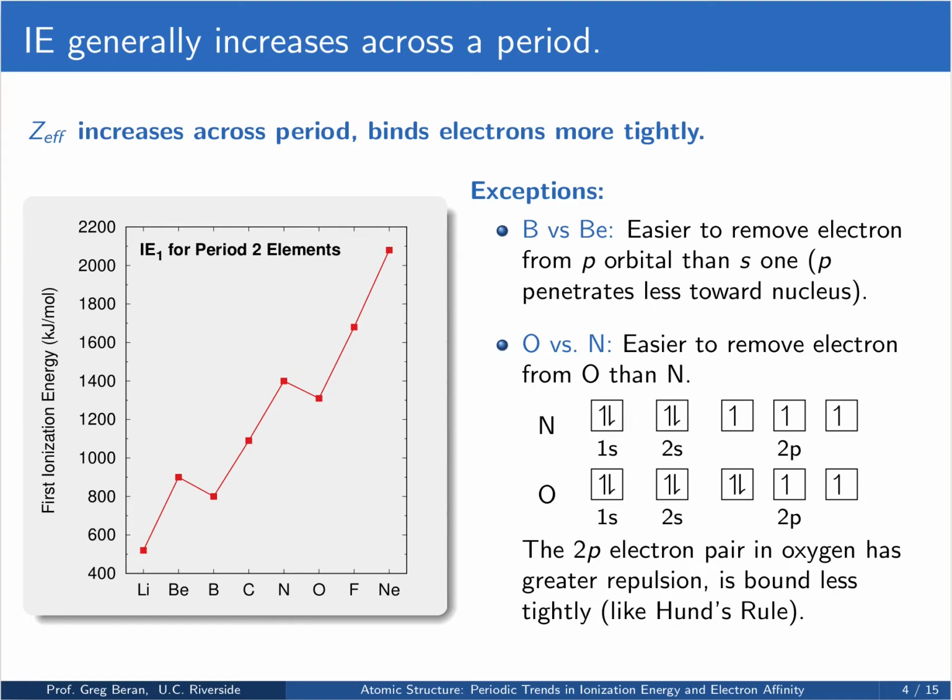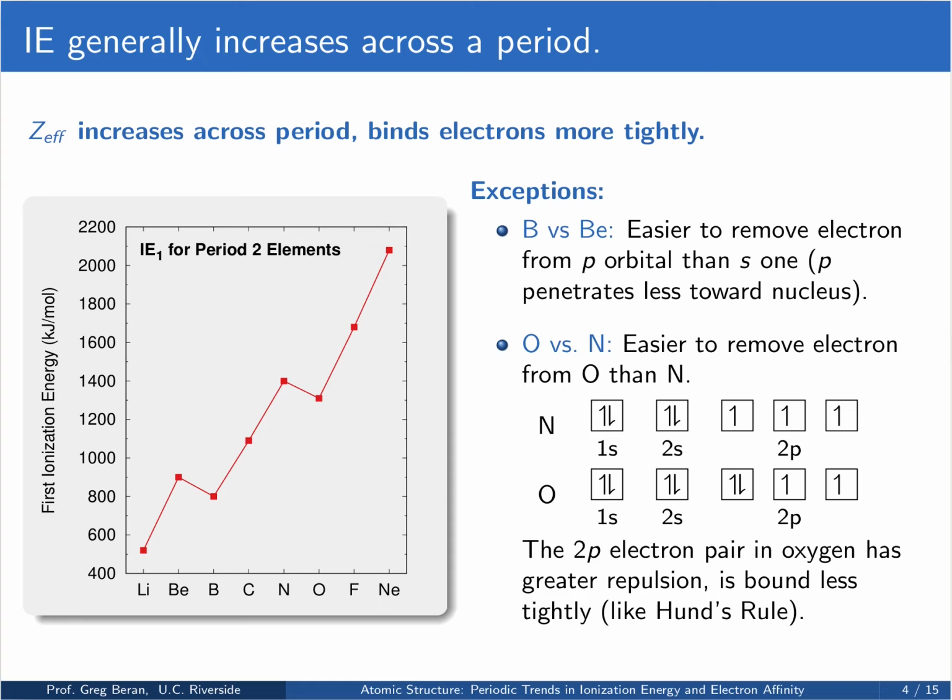As we discussed in the previous lecture on atomic radii, the effective nuclear charge, Z effective, increases as you move from left to right across the period. That also means that those electrons are bound more tightly. That accounts for why the atomic size decreases. Because those electrons are held more tightly, it's going to take more energy to ionize them. So the ionization energy is going to go up as we move from left to right.